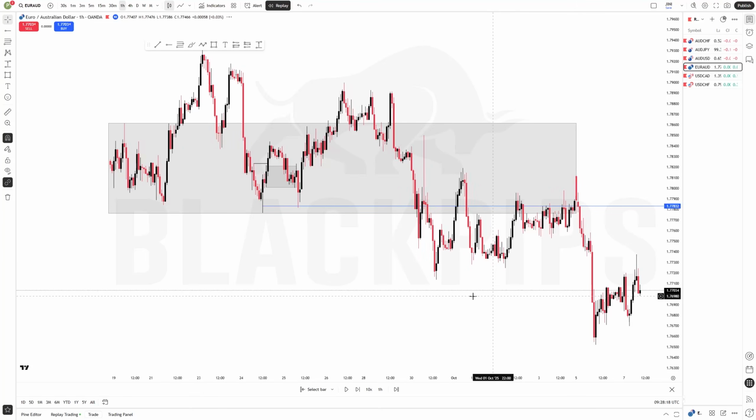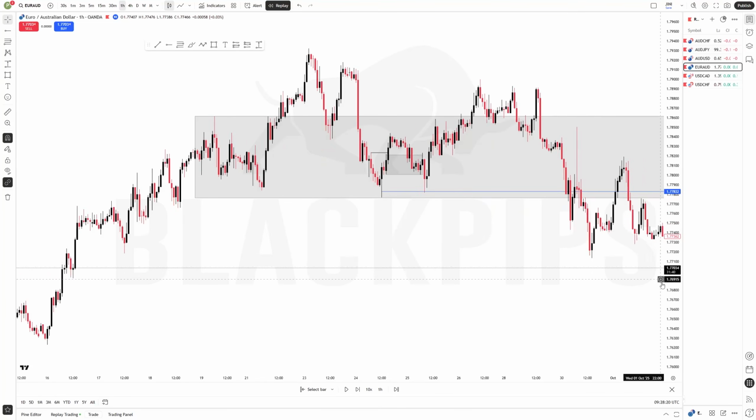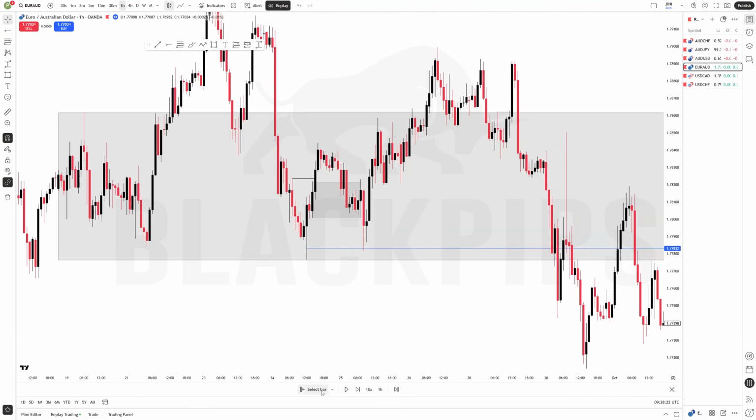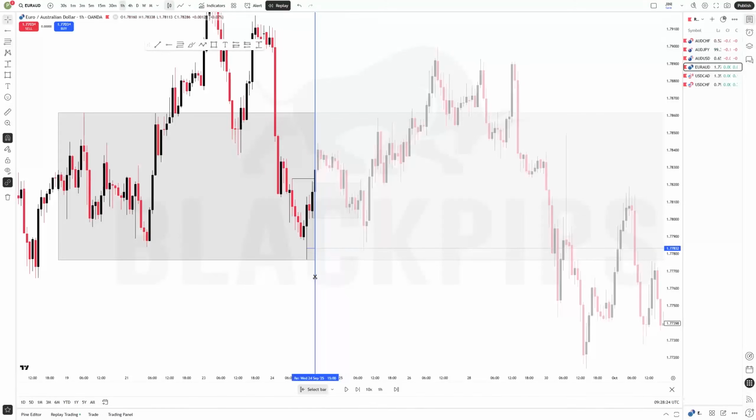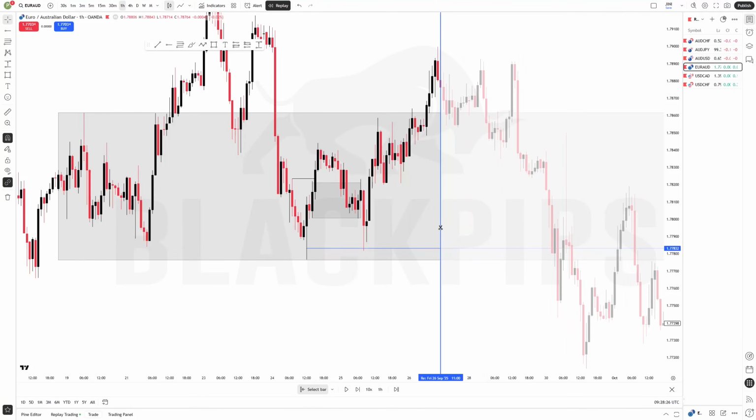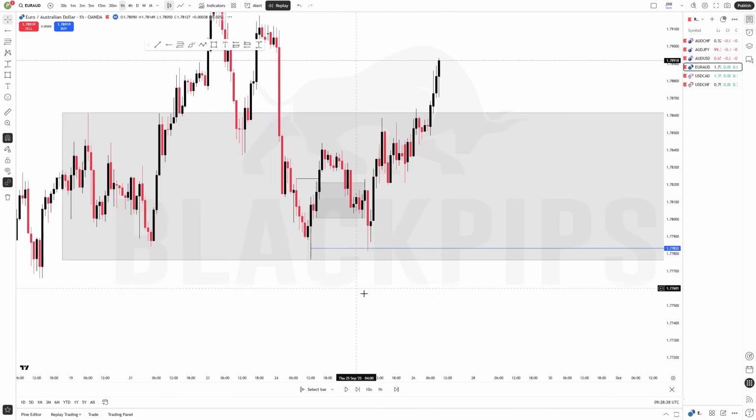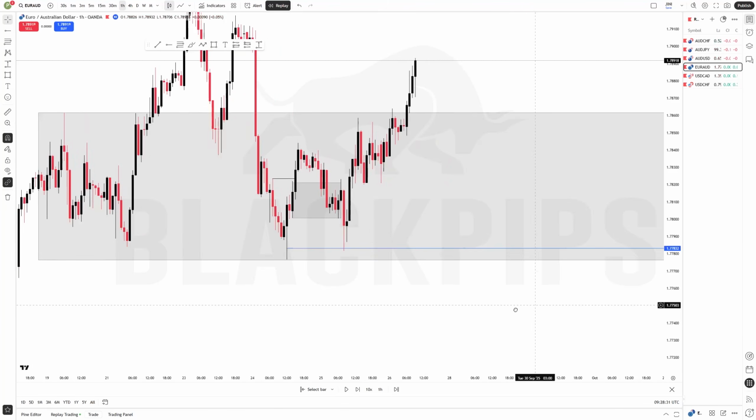I don't understand why the price plays. Okay, as you can see, the market just came and reacted to that point and then went up here.